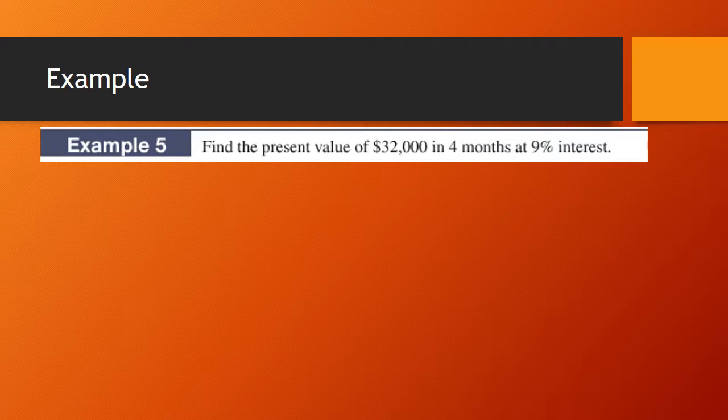Let's try an example using the present value formula. Find the present value of $32,000 in 4 months at 9% interest. Pause the recording, give the problem a try, and resume the recording to check your answer.